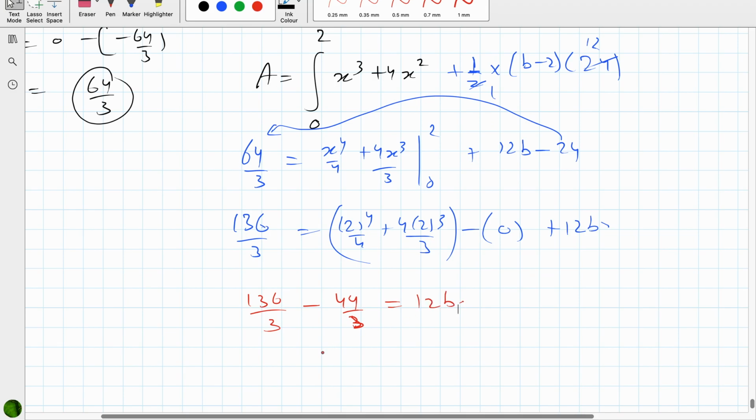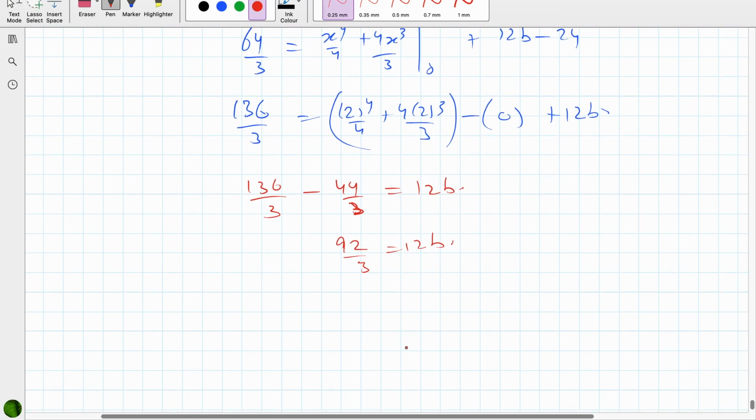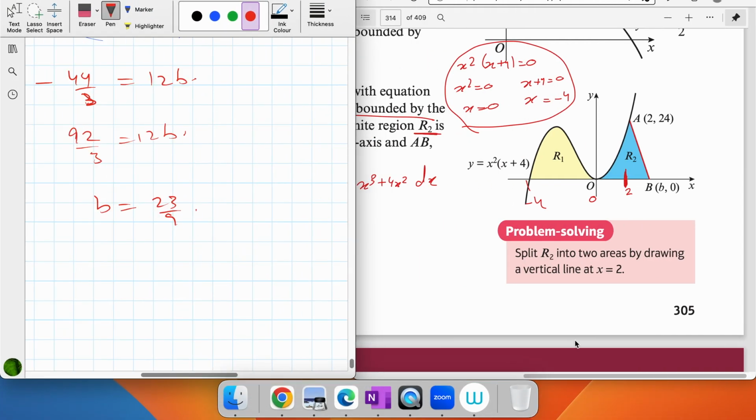So 136 by 3 minus 44 by 3 is 92 by 3, which is equal to 12b. So b is equal to 23 by 9. Done. Is it clear?